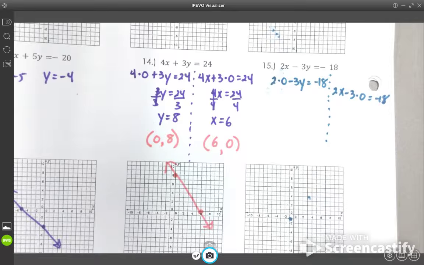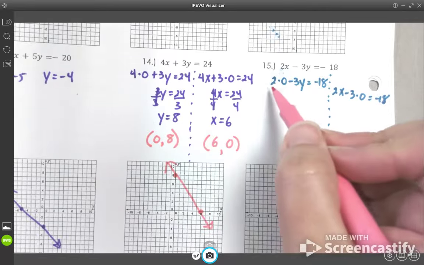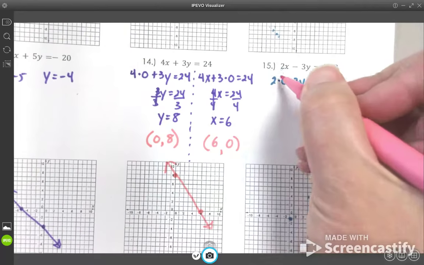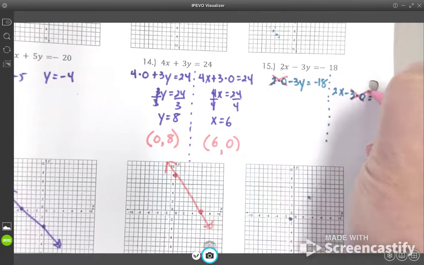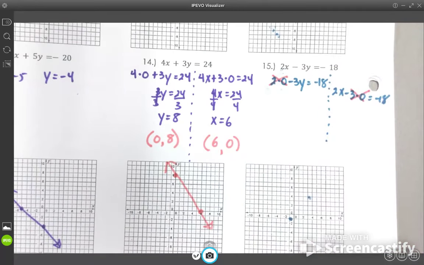From there, see if you can take a little bit of a shortcut. Something else I like to do is, where I'm multiplying by 0, that cancels out. So just cross it off, it's gone.